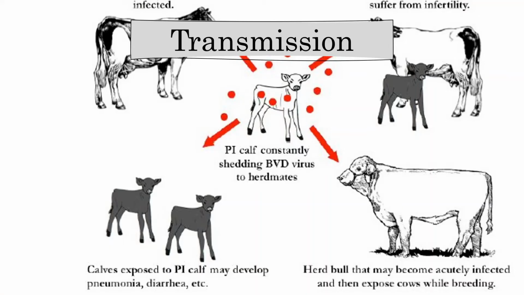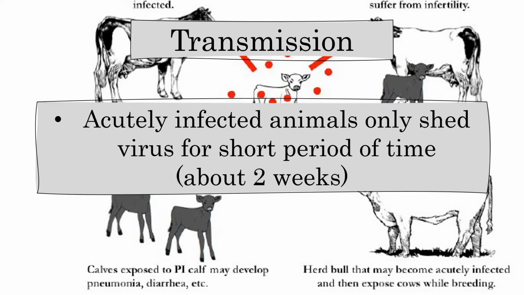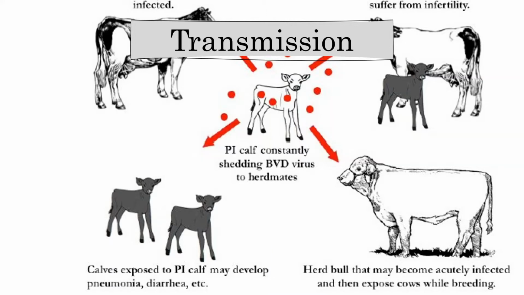The bovine diarrhea virus in cattle is mainly transmitted by close contact with persistently infected or acutely infected cattle via the oral or nasal routes. Acutely infected animals only shed the virus for a short period of time, about 2 weeks, whereas persistently infected animals shed constantly in all bodily secretions throughout their lives.